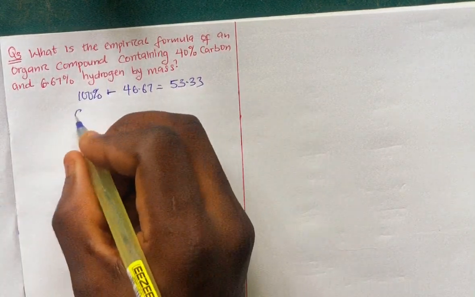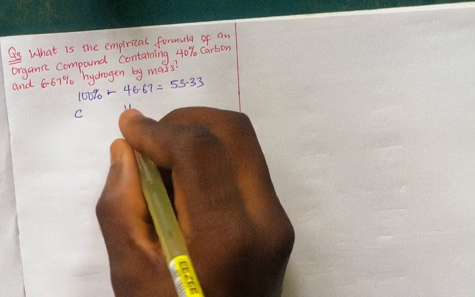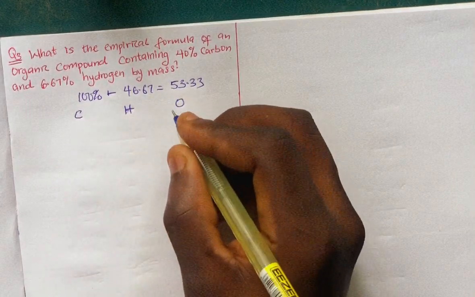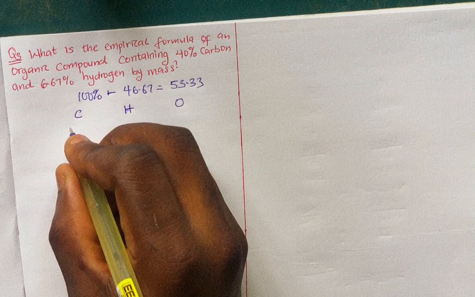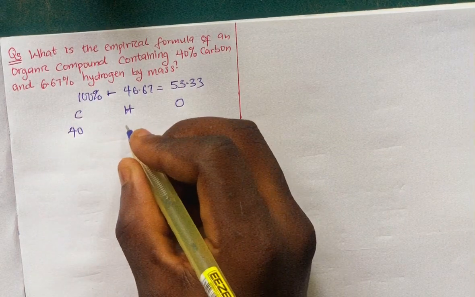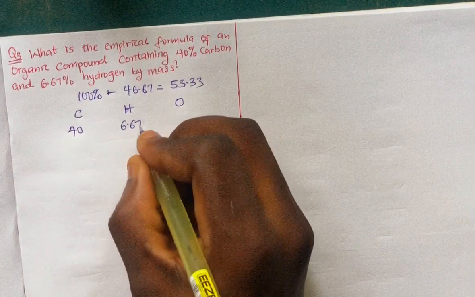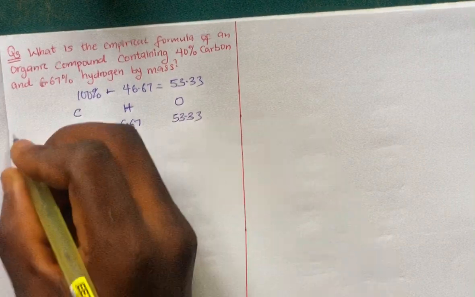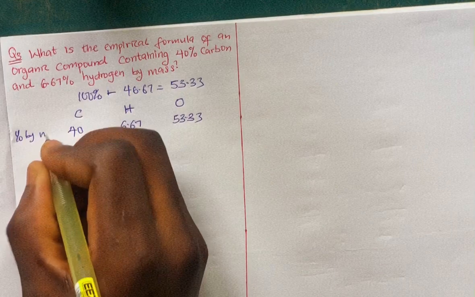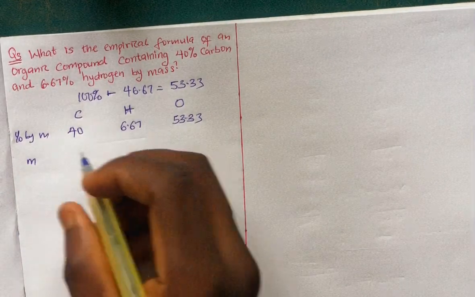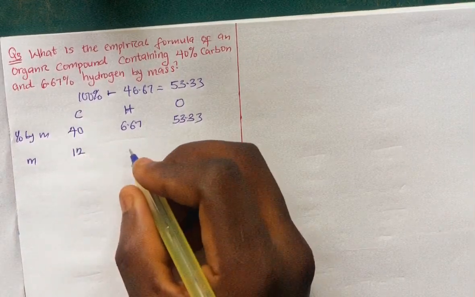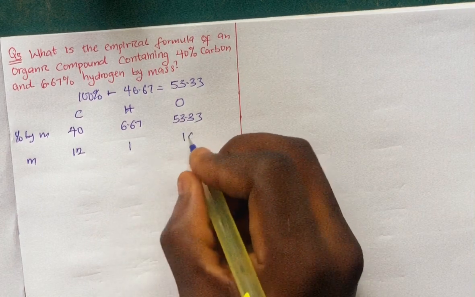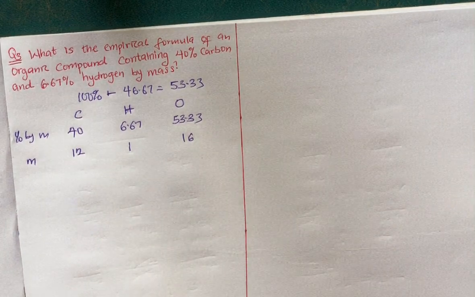Now let's go ahead. The first element is carbon, the second is hydrogen, the third is oxygen. The percentage by mass of carbon is 40, while that of hydrogen is 6.67, while that of oxygen is 53.33. That's the percentage by mass. Then let's go to the mass. The mass of carbon is taken to be 12. The mass of hydrogen is 1. The mass of oxygen is 16. Then let's find the ratio directly.